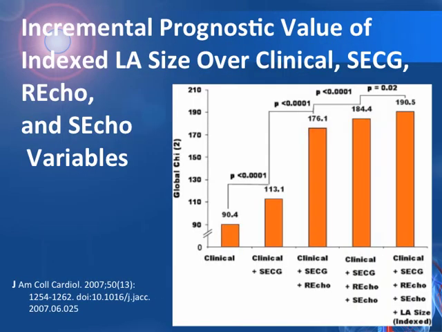Now, if you look at incremental prognostic value of varying parameters, and you start with a clinical, you add a stress EKG, you add a resting echocardiogram, you add a stress echo, and you continuously increase the prognostic value. If you continue to add the left atrial index size, you still increase the prognostic value.